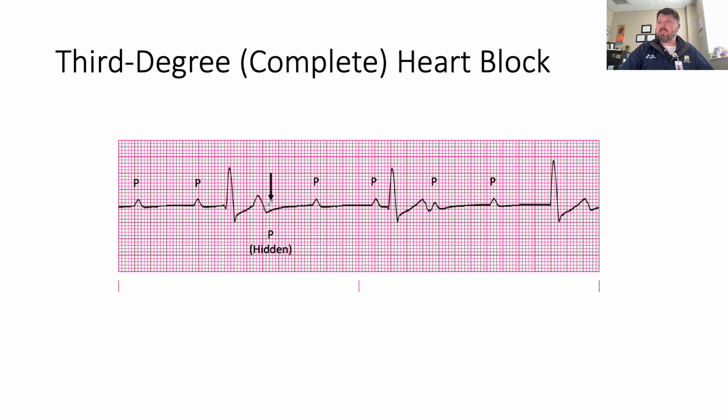Now remember, as I mentioned earlier, because you've got a regular P to P interval, you know that there would be another P that fell right in here, and so we've got to make sure that we count that P wave. So your atrial rate is around 80 and your ventricular rate is 30. But there is no pattern with the PRI.